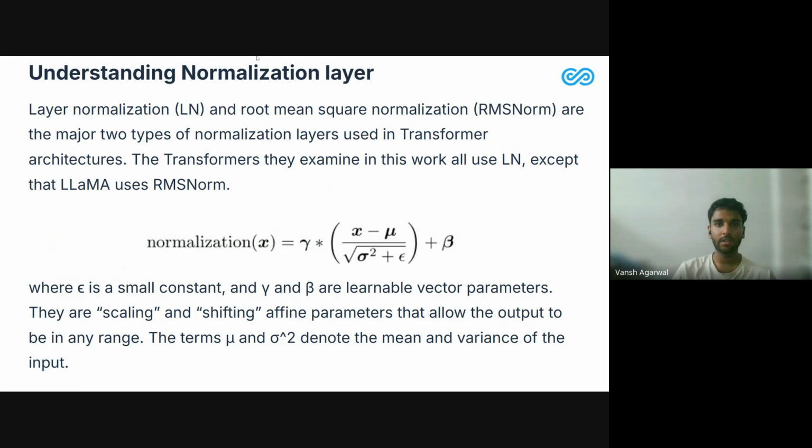Any questions as to how normalization layers work? All right, taking no questions.